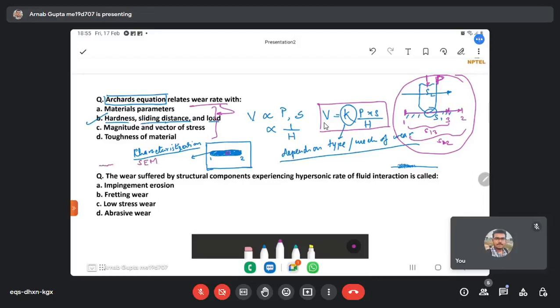So this is the surface before wear, and this is the surface after wear. So what are the changes in micro or nano scales at this surface? Generally, we see at micro scales.